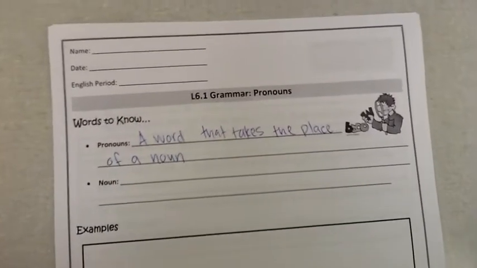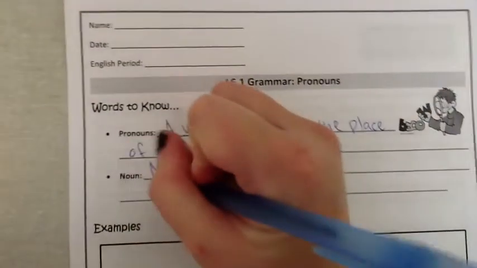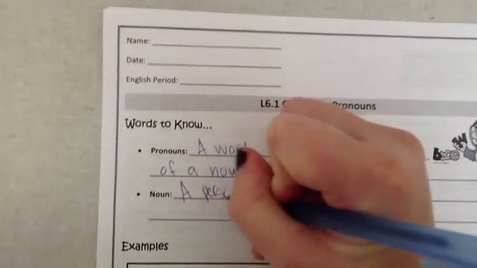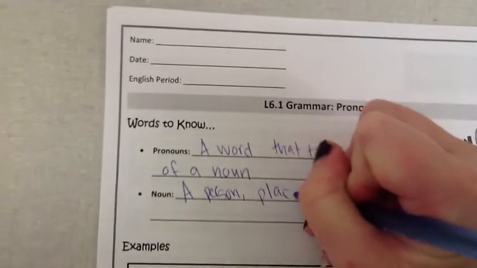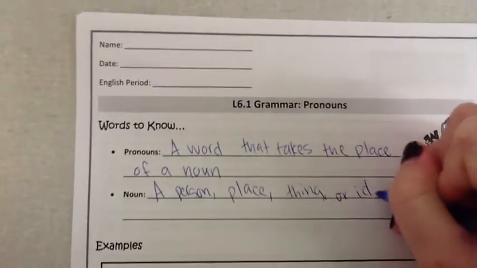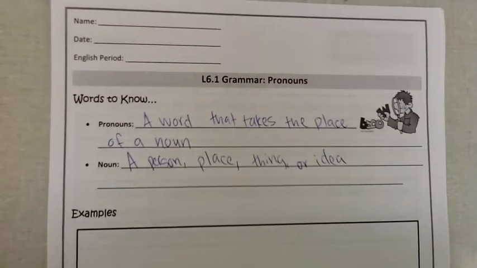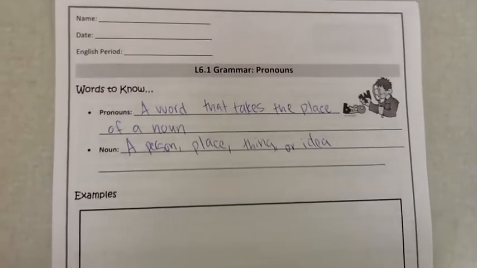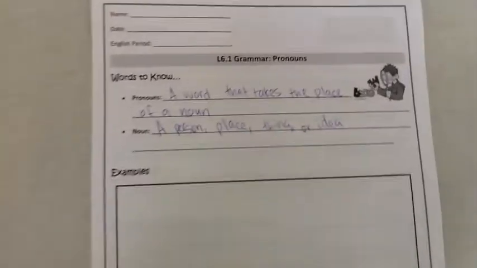We've talked about nouns a lot before. A noun is a person, place, thing, or idea. Make sure that you have both of these definitions. When you're ready to move on, let's brainstorm some possible pronouns using a circle map because we're brainstorming.